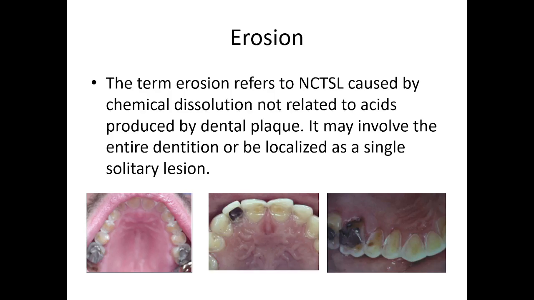Erosion. The term erosion refers to non-carious tooth surface loss caused by chemical dissolution, not related to the acids produced by dental plaque. It may involve the entire dentition or be localized as a single solitary lesion. According to the characteristic pattern, two forms of erosion are to be considered. The first erosion pattern is characterized by evident concave depressions where enamel appears thin and translucent. These are commonly exhibited on the palatal and occlusal surfaces of the maxillary teeth, as well as the buccal and occlusal surfaces of the mandibular posterior teeth.